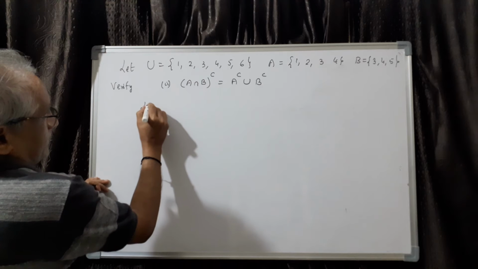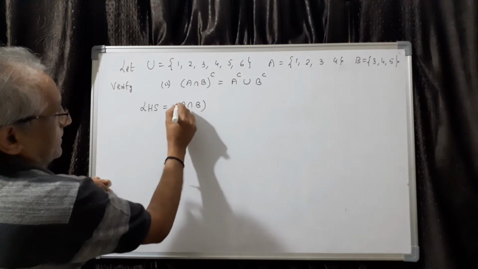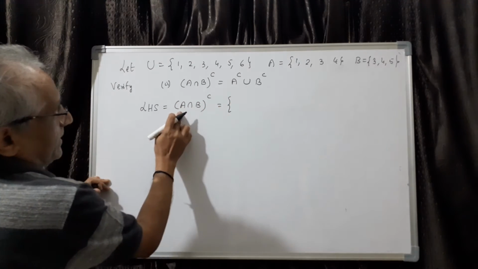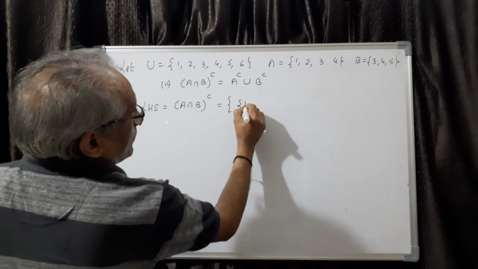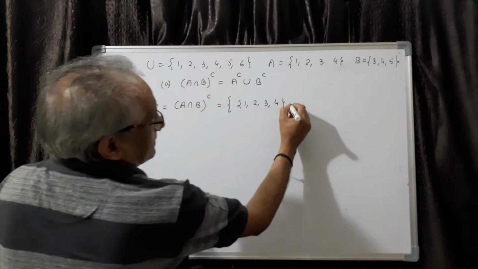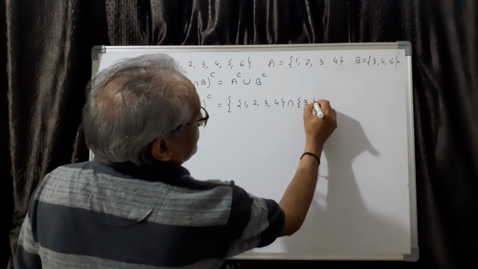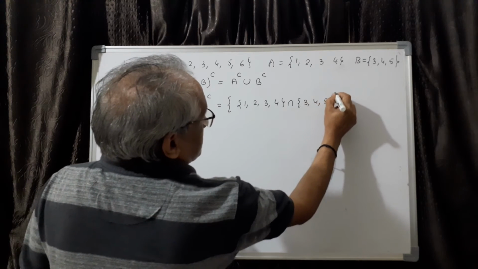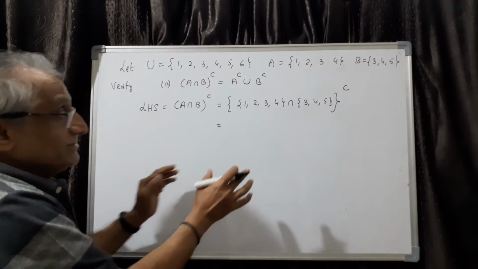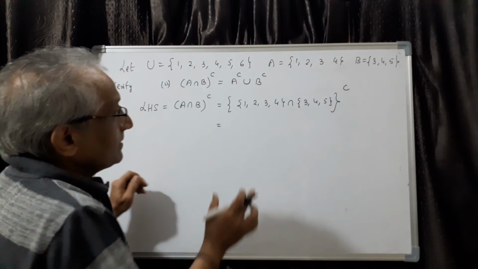So left hand side is (A intersection B), then its complement. Let us write like this. A is {1, 2, 3, 4}, then intersection, then B is {3, 4, 5}, then outside, complement. So this is always better. First you substitute what it is, then use appropriate brackets, then simplify.